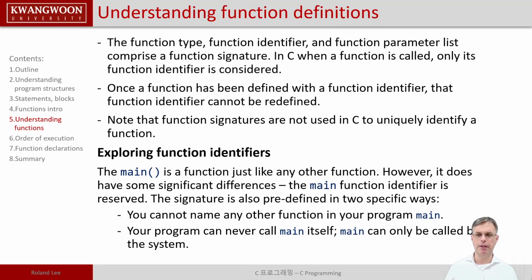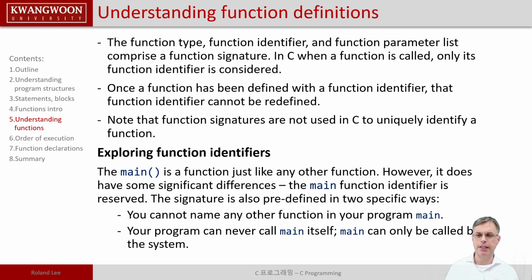A function type, function identifier, and a function parameter list comprise the function signature. So once again, function signature is made of function type, function identifier, and function parameter list. In a C program, each function identifier must be unique. In other languages, the complete function signature is considered, but not in C. When a function is called, only its function identifier is considered. That is the name.